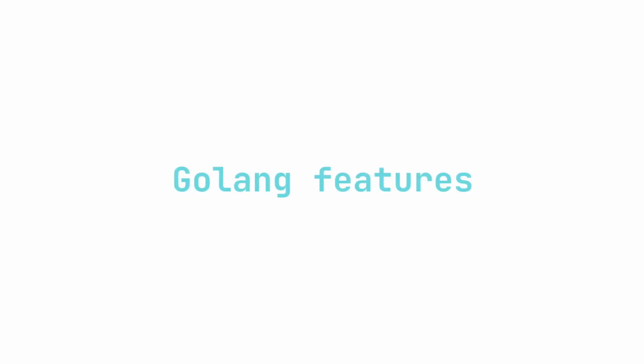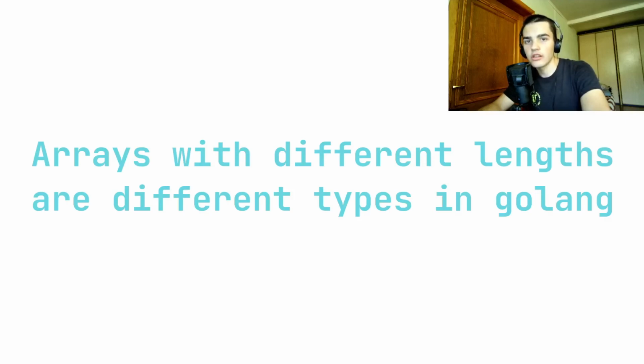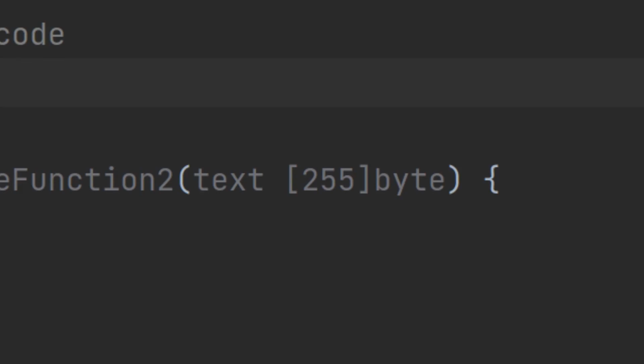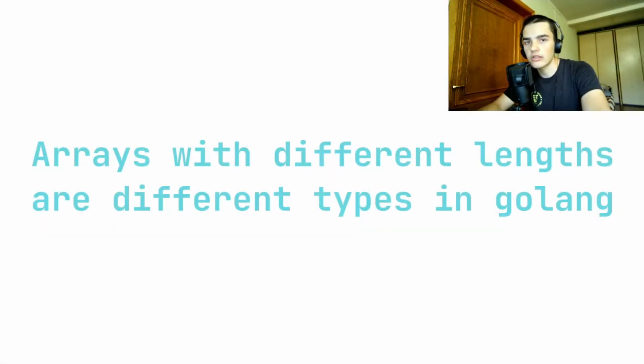Golang features. Arrays with different lengths are different types in Golang. Therefore, you are obliged to determine the length of the array in its type, for example, in a function argument. This is not the case in other languages.